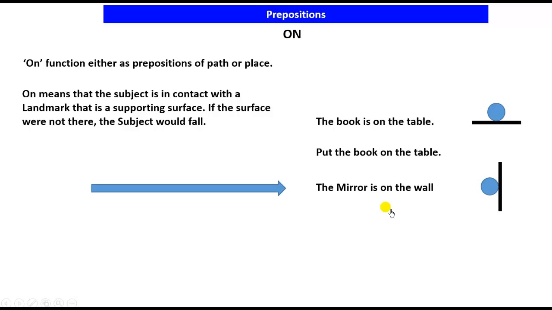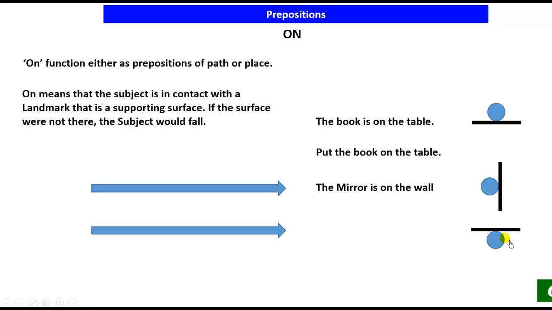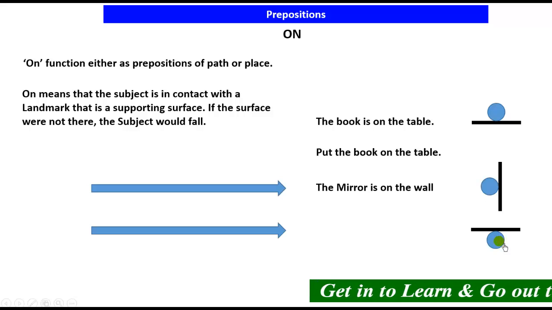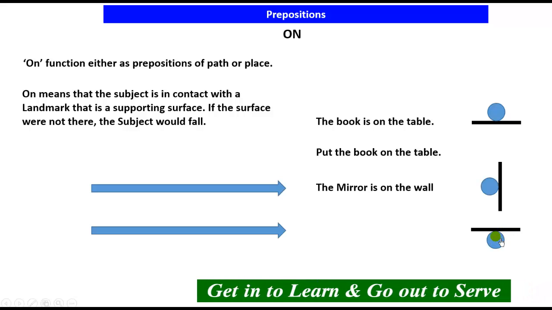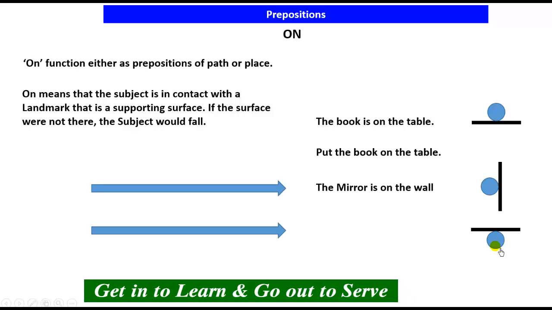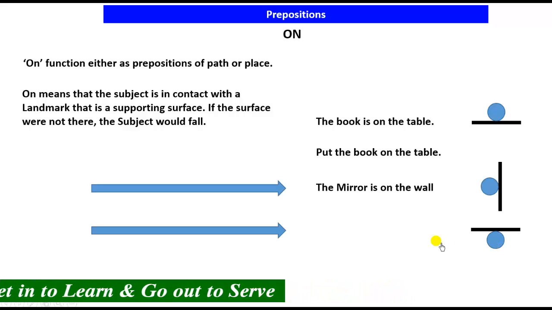So here one thing should be remembered, that "on" should not be used only when the subject is on the top of something or on the top of the surface of something. The situation may be like this also. So the second case, see here, this is the landmark and this is the subject. Landmark and subject both are in contact, and this landmark is supporting the subject. If this landmark is not there, the subject will fall down.